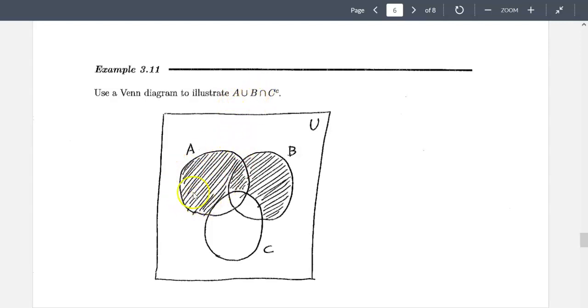So all the A will be here, all the B will be here. Now, if you just draw A union B, both circles should be darkened. But we want to intersect the C complement. Now, remember, C complement is anything but this circle, okay, so it's everything else. So if you look, what's between these two circles and everything else, right?